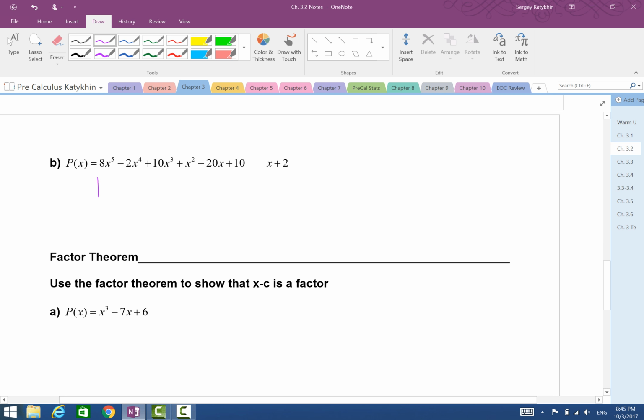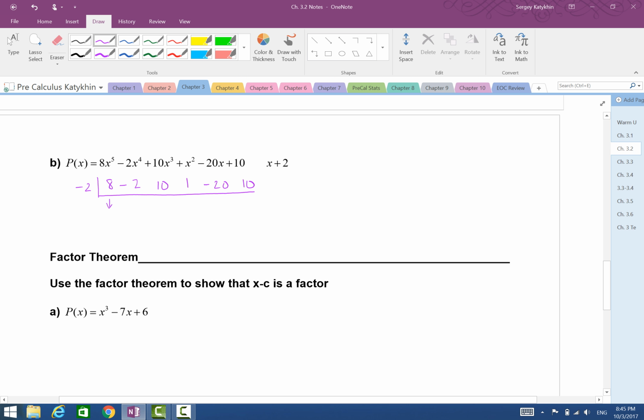Again, start with the hockey stick. So we get 8 minus 2, well, we don't need to put plus, we can just put 10. Then we have a 1, negative 20, and then 10. And then remember that c is going to be, if I solve this x plus 2, I get negative 2 as a result. X is equal to negative 2.